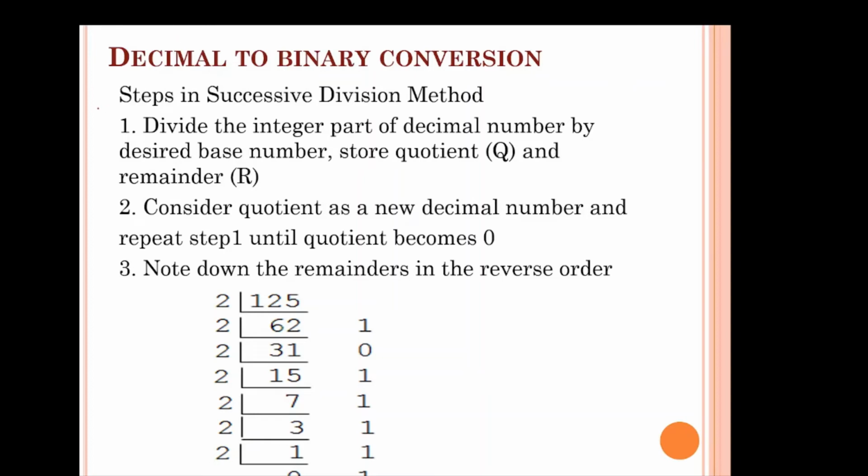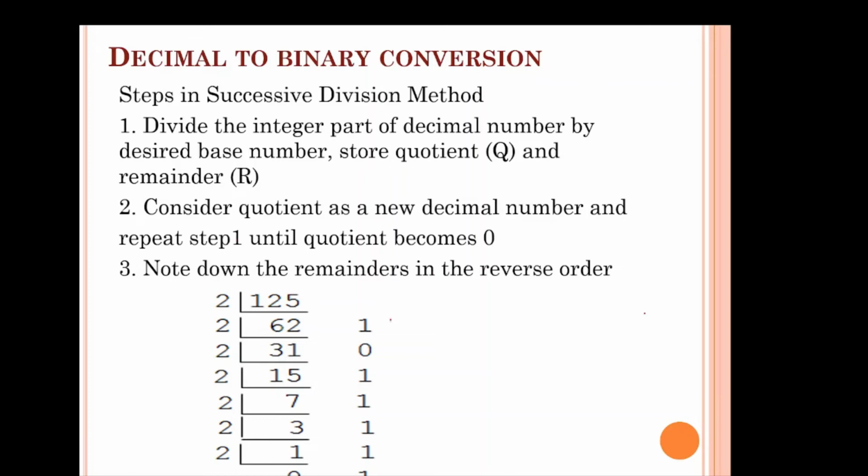First, divide the integer part of the decimal number by the desired base number. Then store the quotient and the remainder. You have to note down the quotient and remainder. The remainder will be noted on the right hand side. Then consider the quotient as a new decimal number and repeat step 1 until the quotient becomes 0, and note down the remainders in the reverse order.